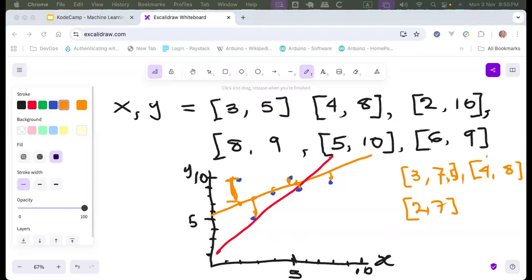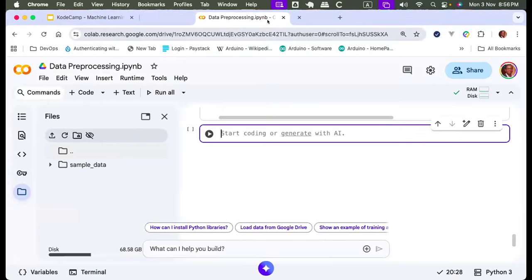Someone is asking, how do you know what it should predict? You already have the data. What it should predict, that's what we call labeling. You are labeling the data. You're essentially telling it what it's supposed to predict.